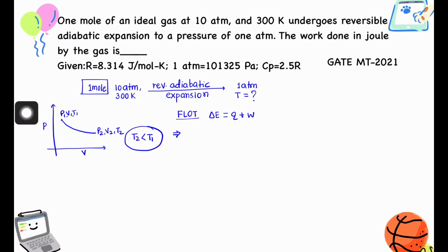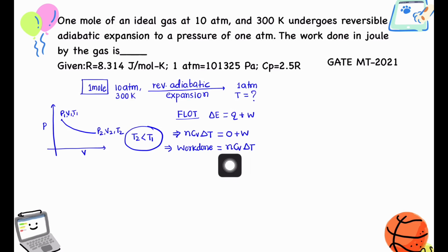Now delta E is always given as nCv delta T. So we can just write nCv delta T. Since it is an adiabatic process, Q will be equal to 0 plus work done. So we can say work done in this process is nCv delta T. Okay, that is the work done.